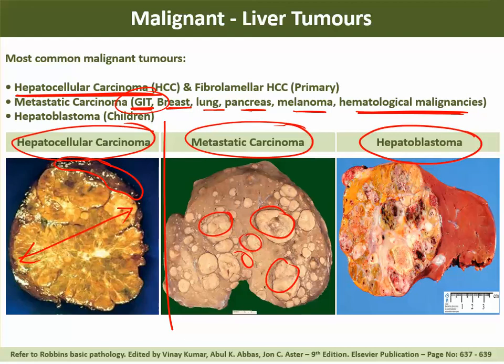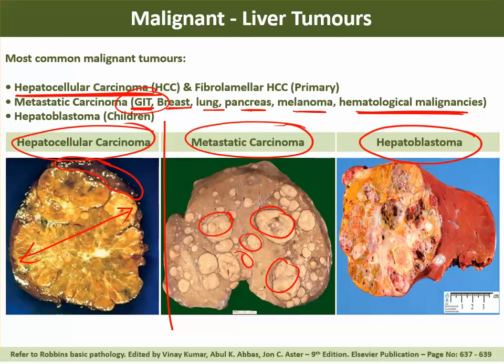So hepatocellular carcinoma is usually a single tumor, an expansile mass which compresses the normal liver. This is the most important thing. The normal liver can perform its functions, but hepatocyte function will be completely affected if the tumor is big. Understand? If the complete liver is replaced by the tumor, then the liver function will be affected.